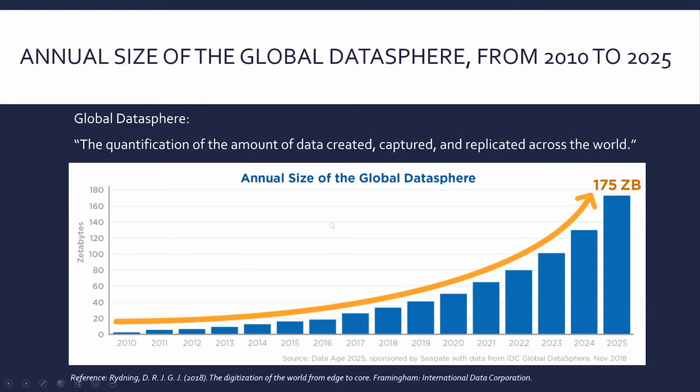So as we know, we're currently moving into the age of big data. This figure shows the amount of data we created, captured and replicated across the world each year from 2010 to 2025. As we can see here, the data we are generating has been increasing exponentially, and we are expecting to generate 175 zettabytes of data in the year 2025. And you may be wondering, what is 1 zettabyte? So 1 zettabyte is equal to 1 billion terabytes.